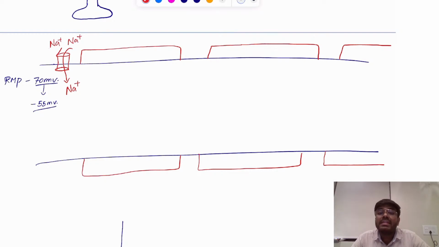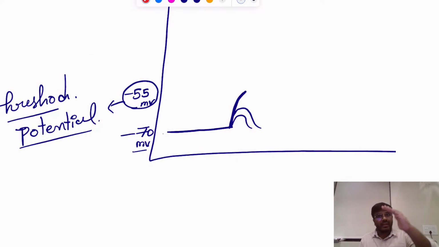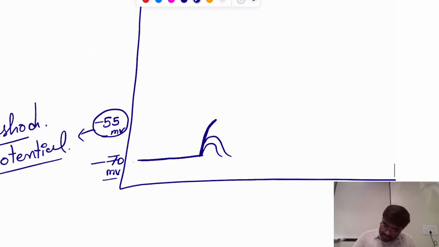Because of the influx, lots and lots of sodium is coming into the cell. So what happened to the membrane voltage? Previously it was minus 70, then it went to minus 55. When minus 55 is attained, voltage gated sodium channels open, lots of sodium comes into the cell, and the cell voltage will become positive.